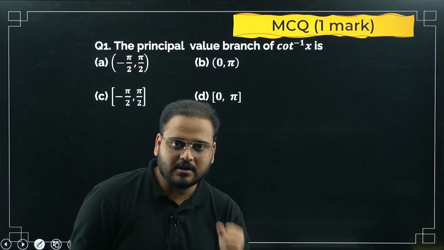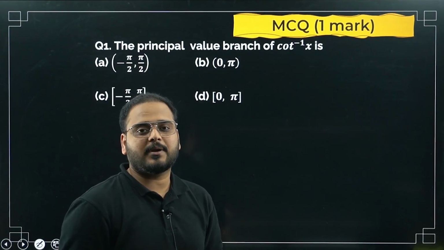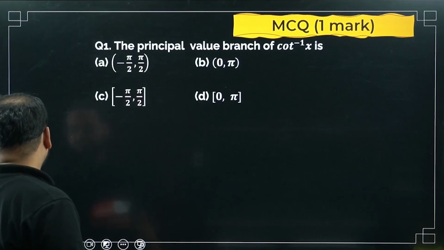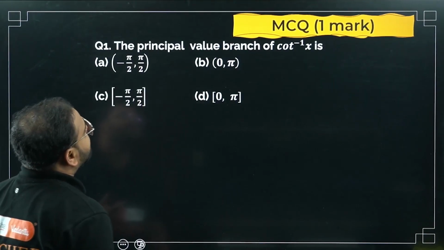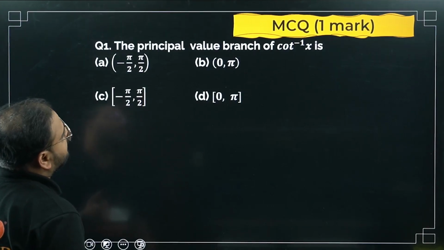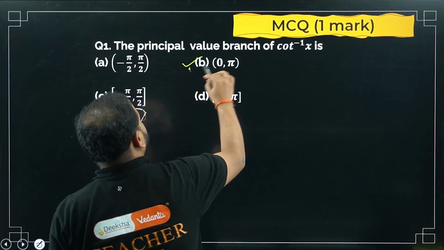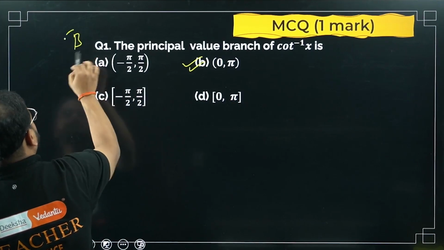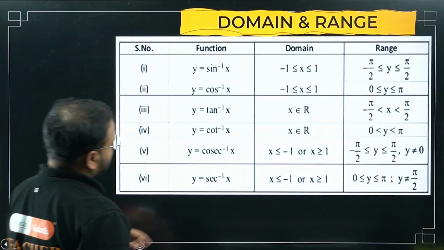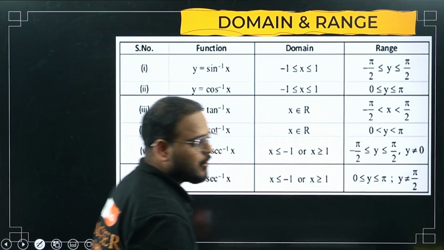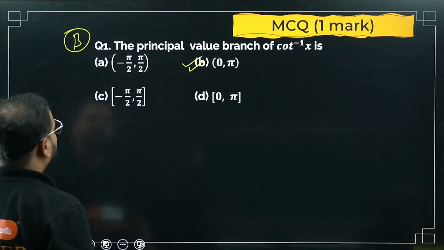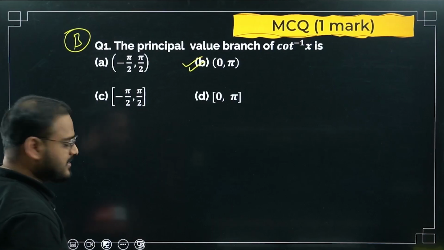MCQ category number 1. Let's buck up. Take your pen and paper out and solve the question. Give me the answer without even thinking once, sir. Answer for principal value branch of cot inverse of x: 0 to pi. Answer is B. Not sure? Have a look. 0 to pi. Both are open, sir. It's not closed. Both are open. So question number 1, option B is the correct answer.